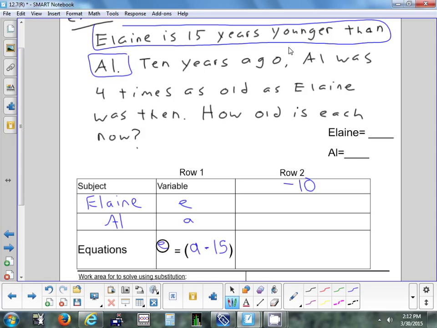Sam, what do I put in this row and this row? In this box and this box? E minus 10, good. And the next row? A minus 10. There we go. All right, so we're in good shape. That's an E. That's an E. So we have E minus 10, A minus 10.